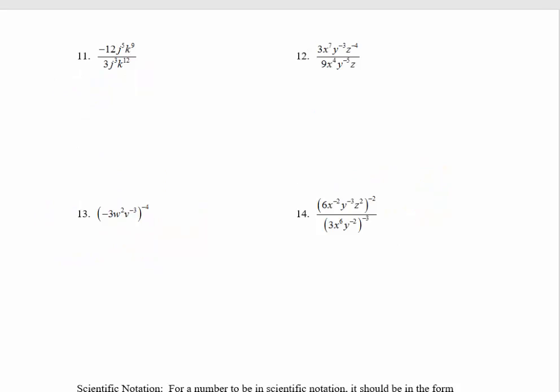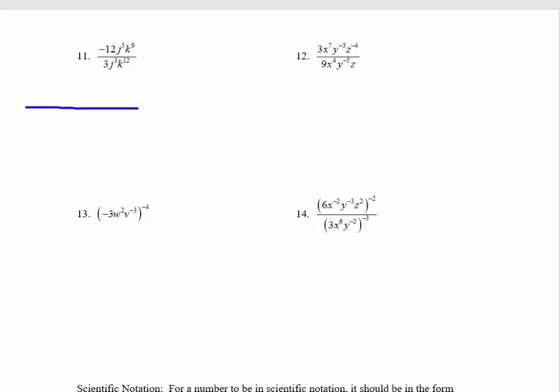These next 4 problems put many of these power rules together. So let's look at number 11. Negative 12 j to the 5th k to the 9th all over 3j to the 3rd k to the 12th. The first thing I would start off is to look to see if I have any negative exponents. I don't have any negative exponents, so I won't have to worry about moving anything. The next thing I want to do is go ahead and start reducing if there's no parentheses. So negative 12 over 3.